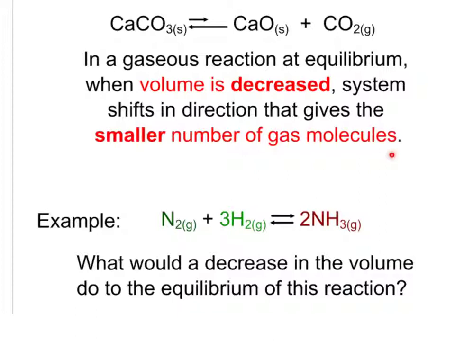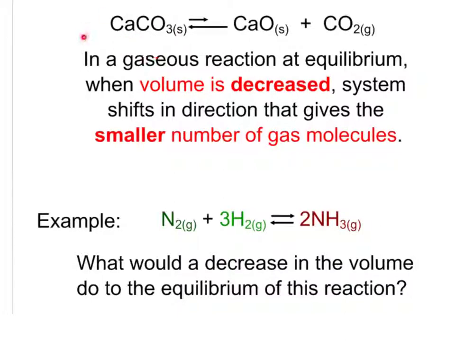So let's look at this example. We have calcium carbonate as a solid. We have calcium oxide as a solid product. We also have carbon dioxide gas as a product. Well, if we were to decrease the volume in this system, the equilibrium is going to shift left. Why? Because there are fewer gas molecules to the left.